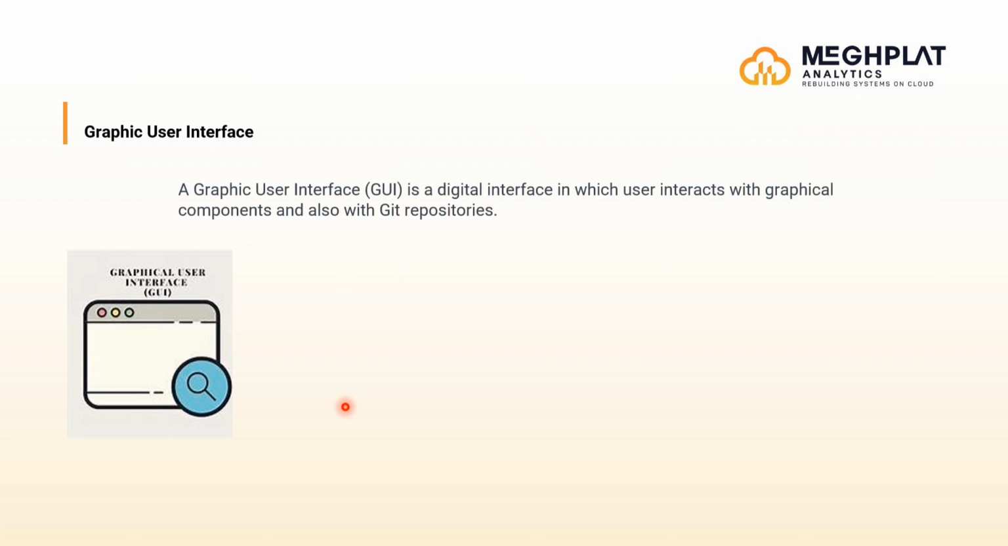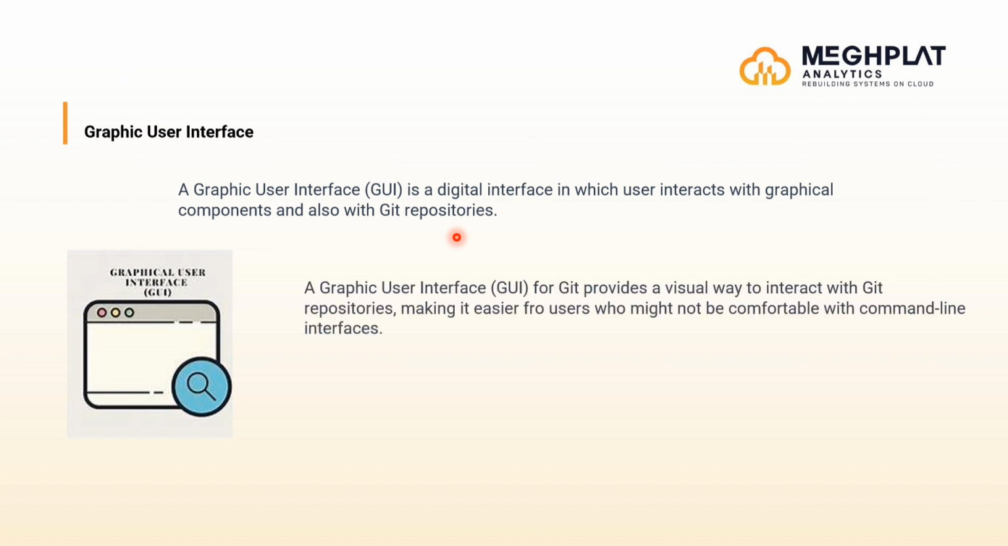Graphic User Interface. A graphic user interface is a digital interface in which the user interacts with graphical components and also with Git repositories. A graphical user interface, that is GUI for Git, provides a visual way to interact with Git repositories, making it easier for users who might not be comfortable with command line interfaces.